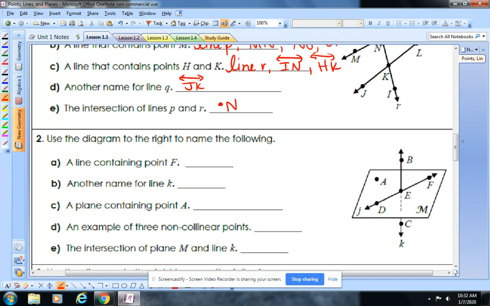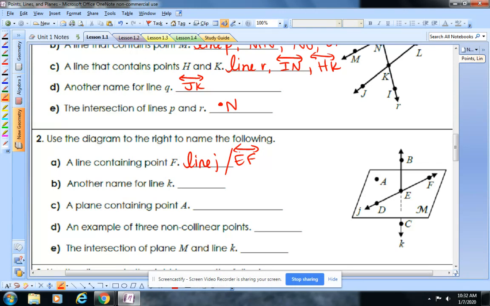So part A wants us to tell us a line that contains point F. What's one name of a line that contains point F? Right, F is only on one line, so you can call it line J. You can call it EF, or you could call it DF or DE or whatever, okay? Any of those. Got it? Okay?